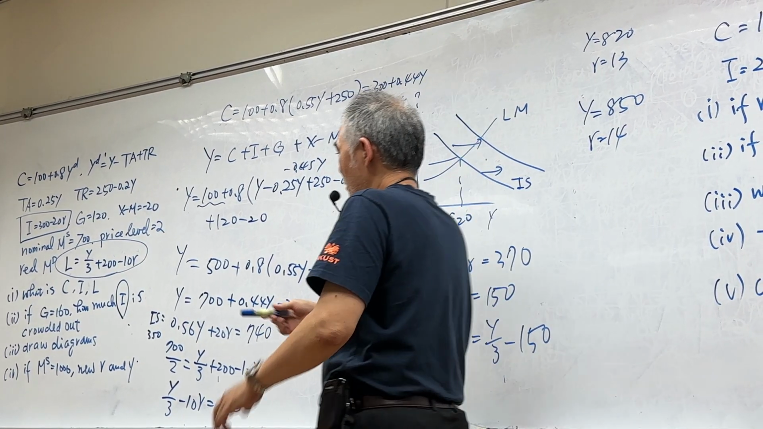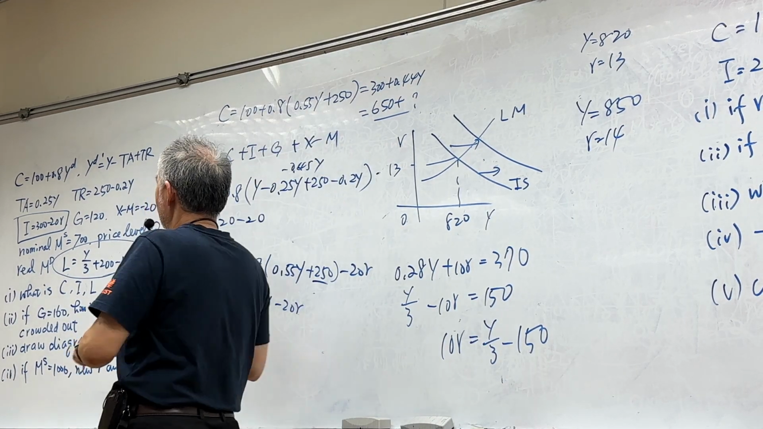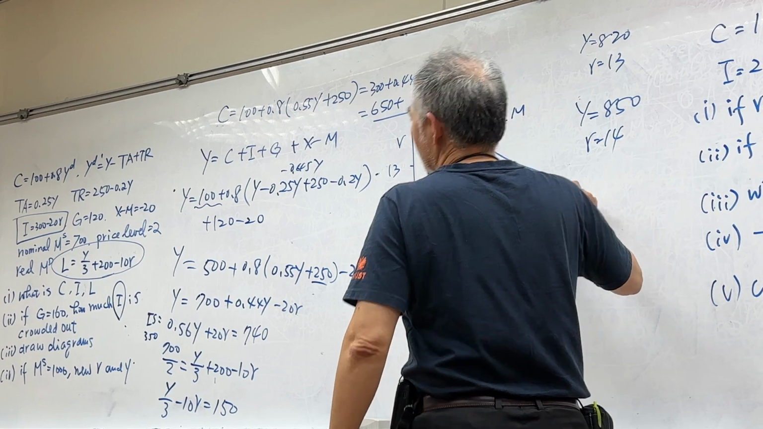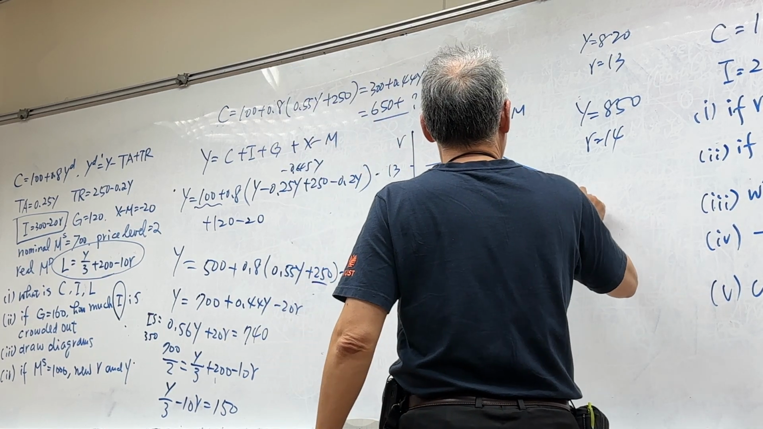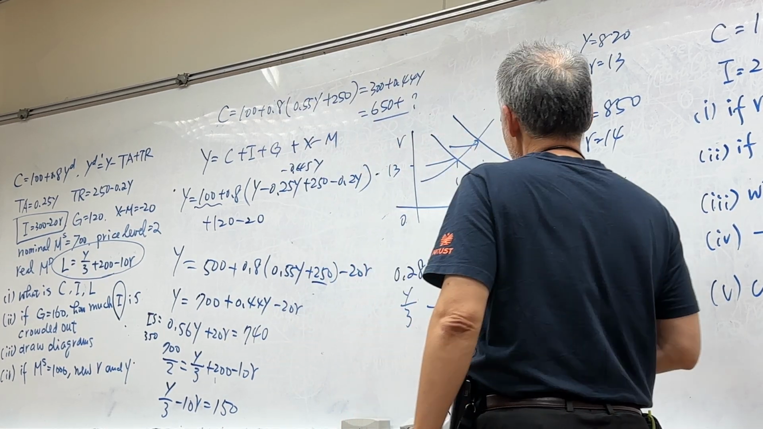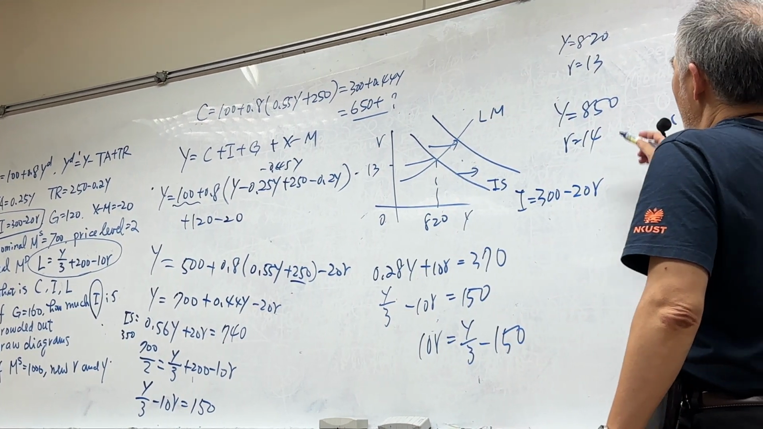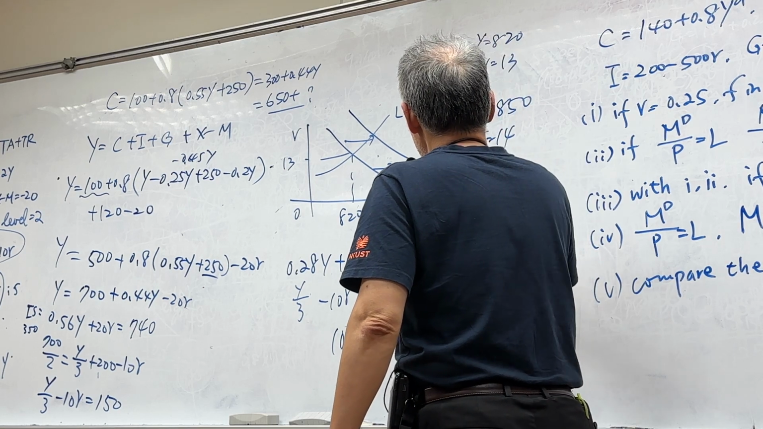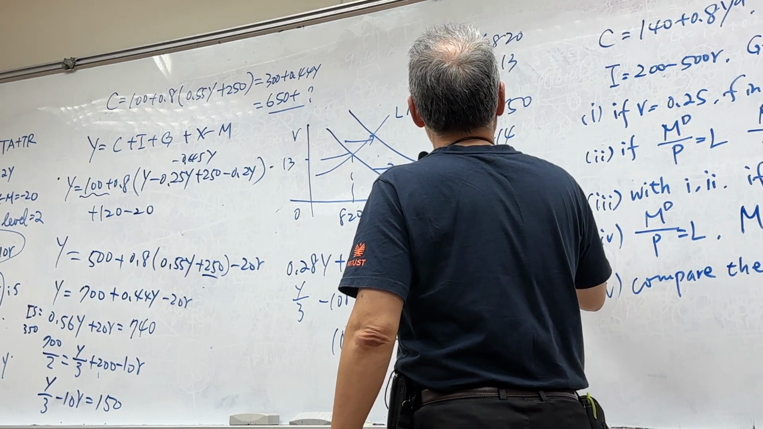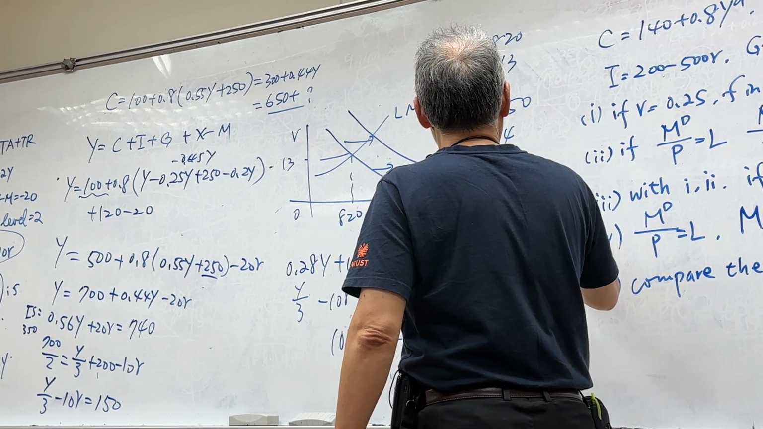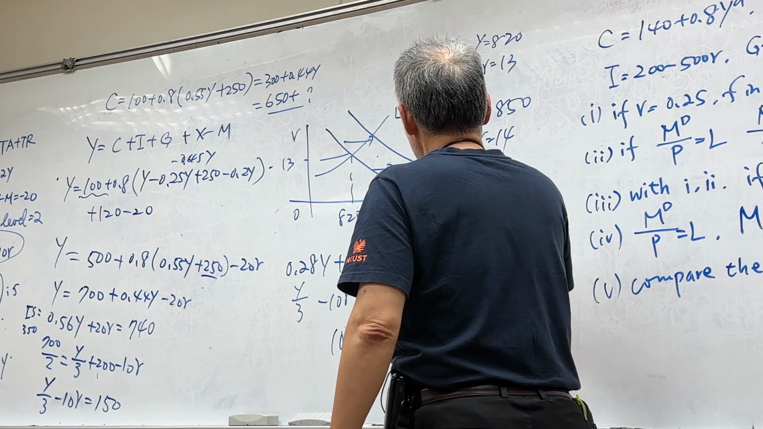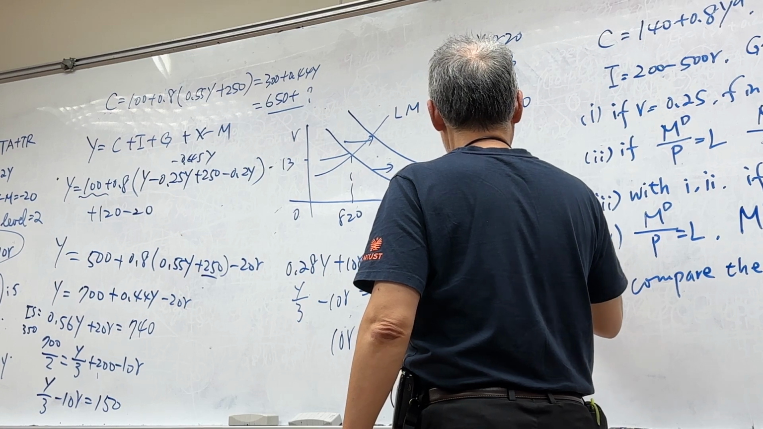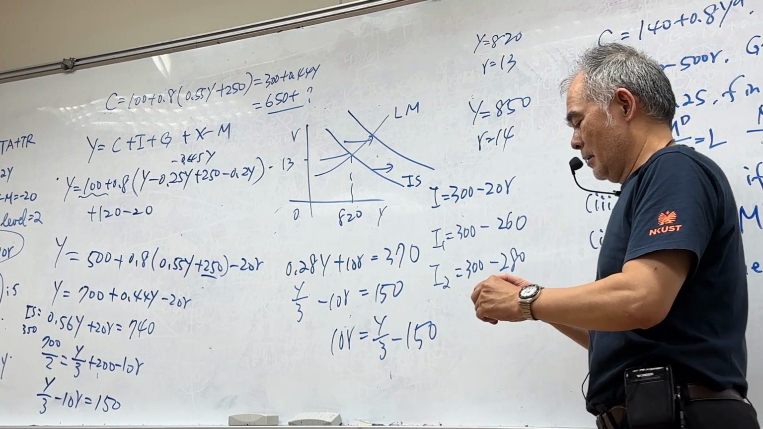Okay, so now how much is the crowding out, right? So I is equal to 300 minus 20r, okay? So it means what? The original I is 300 minus 20 times 2, so let me call it I1, and here I2 is 300 minus 280. So what does that mean?